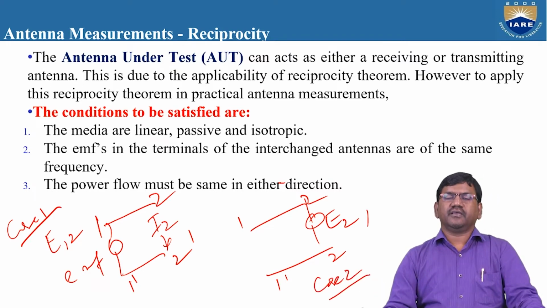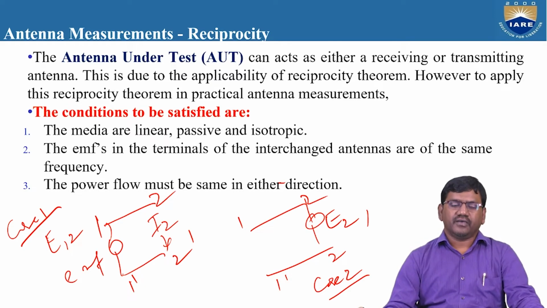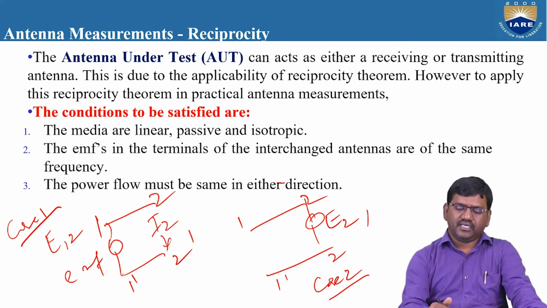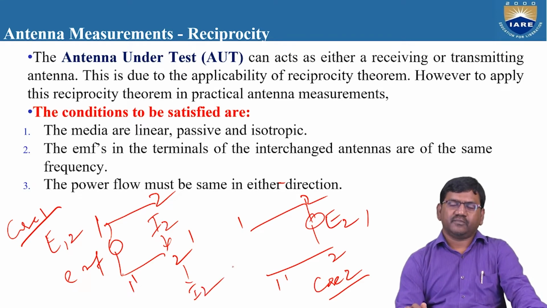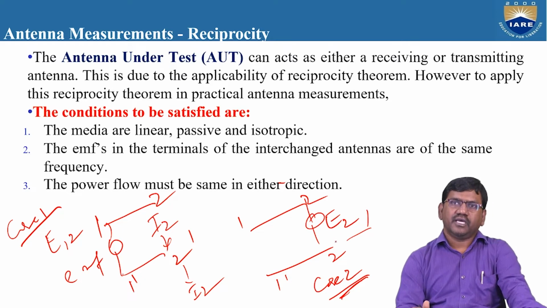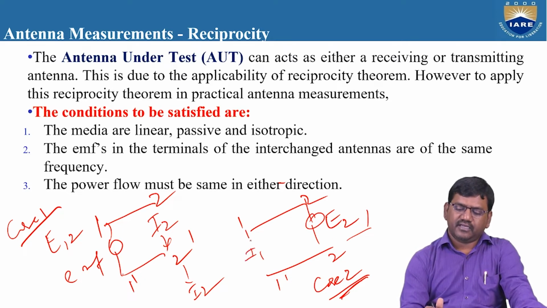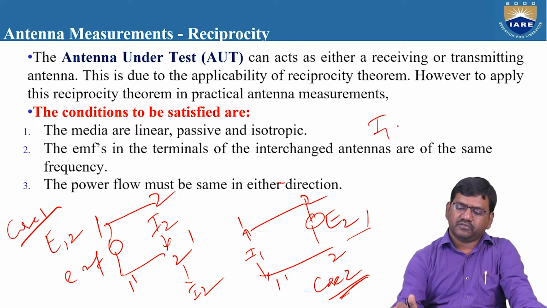So for case 1, let us say the EMF of E12 is applied at the terminals of 1 1 dash, then calculate the current I2 at the terminals of 2 2 dash and note down the amount of current at the terminals of antenna 2. Similarly, in case 2, apply the EMF of E21 at the terminals of antenna 2 and measure the current I1 at the terminals of antenna 1, 1 1 dash. So I1 will be equal to I2.